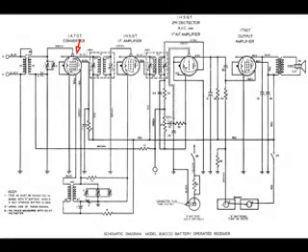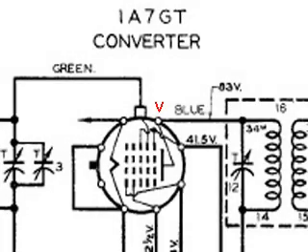I have located all the plates of all the tubes, and it was pretty easy. They're all number 3 pin. And this is where we're going to start looking at the signal using my oscilloscope.